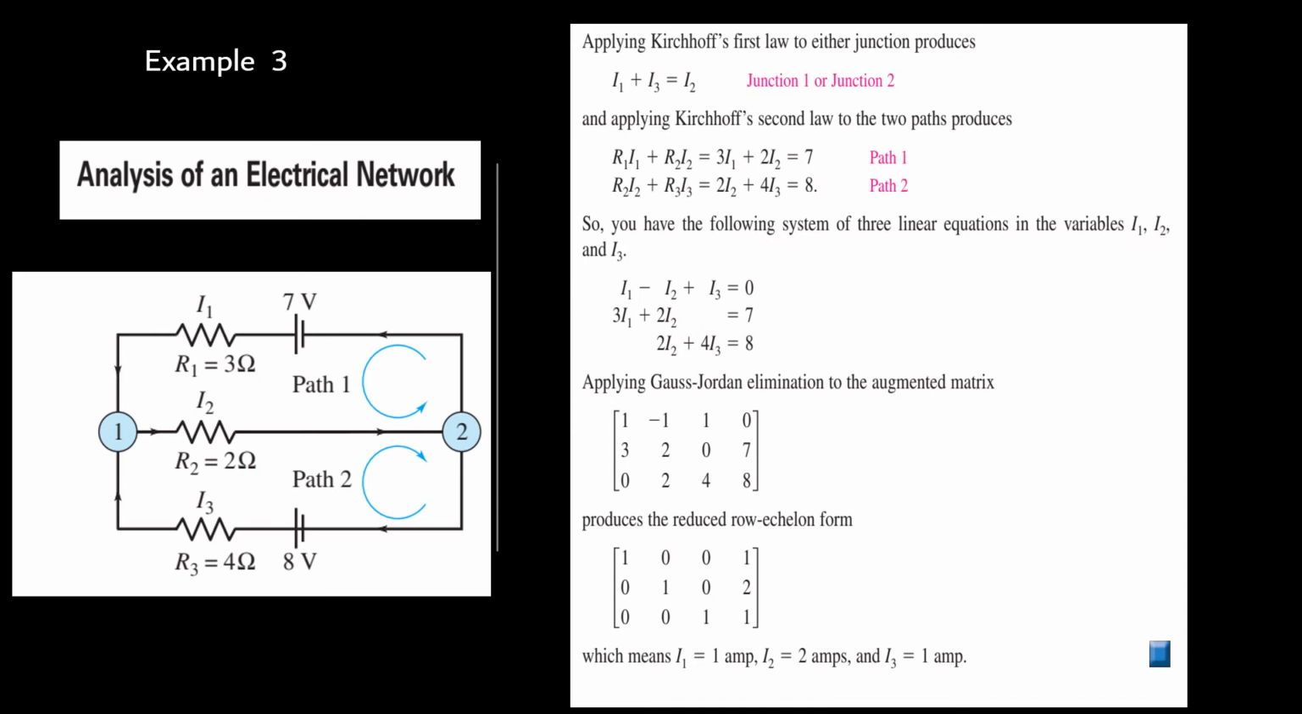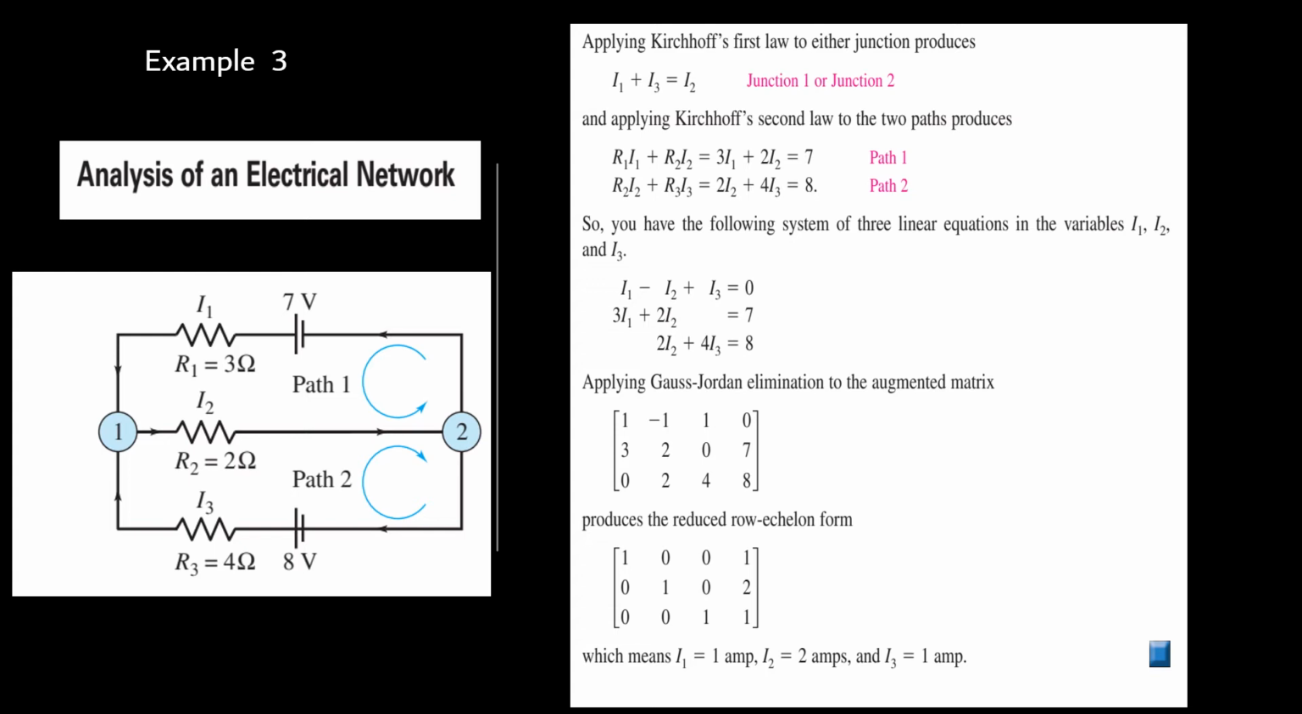The next example is using an electrical network. We are going to analyze the electrical network. An electrical network is given. Now, at each junction, we have to apply both laws, Kirchhoff's first law and second law. At junction 1, there are two inputs, I1 and I3, and one output, I2. That is using the first law.